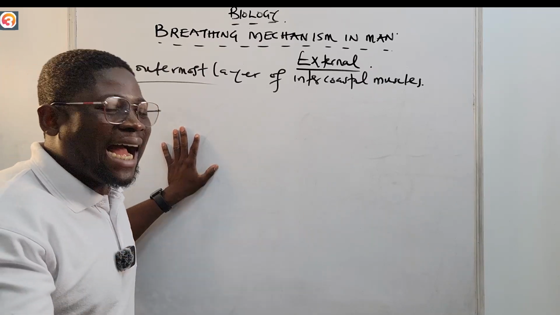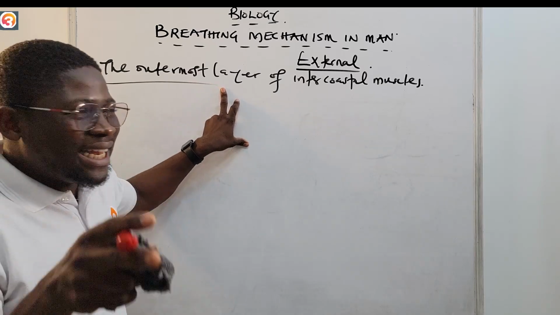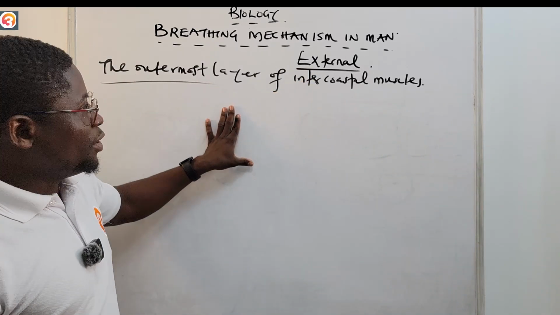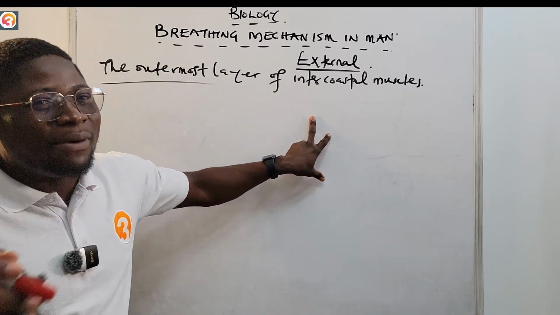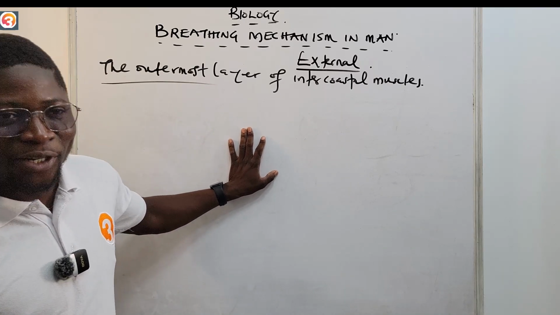They are the middle layer. The external is the outermost layer, the internal is the middle layer, and the innermost is the innermost layer. There is no other way to explain that.